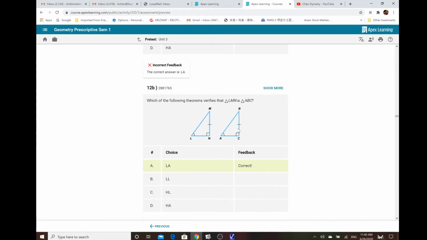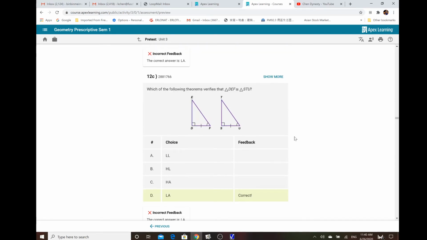So here's another example, leg and angle, because they're both considered right triangles. It cannot be hypotenuse and leg because there's no indicator on the hypotenuse. It cannot be leg, leg because we only have one leg with the tick mark. And then hypotenuse and angle. So again, the hypotenuse is not given. We don't know anything about the hypotenuse.